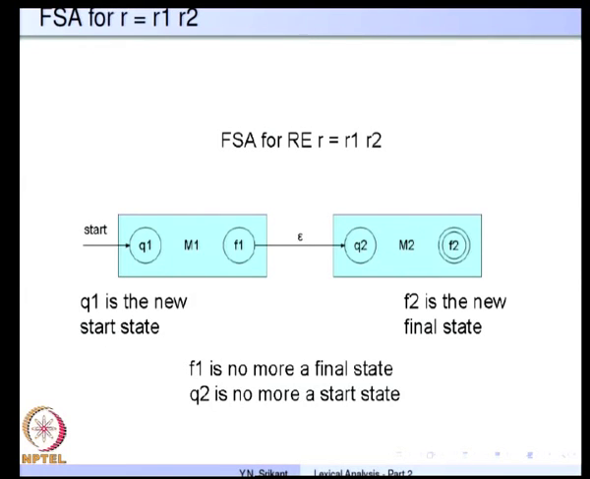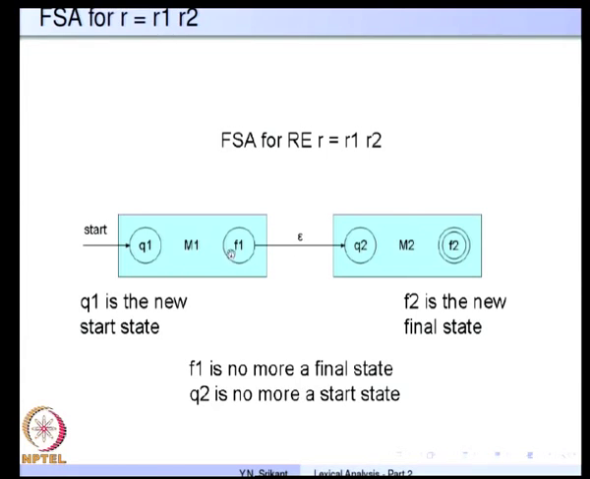So, let us consider the concatenation operator R1 R2. The dot is traditionally not written, and we again have two small regular expressions R1 and R2 combined with the concatenation operation. Inductively we can assume that M1 recognizes the strings generated by R1 and M2 recognizes the strings generated by R2. So, the start state of M1 is the new start state, and the final state of M2 is the new final state.